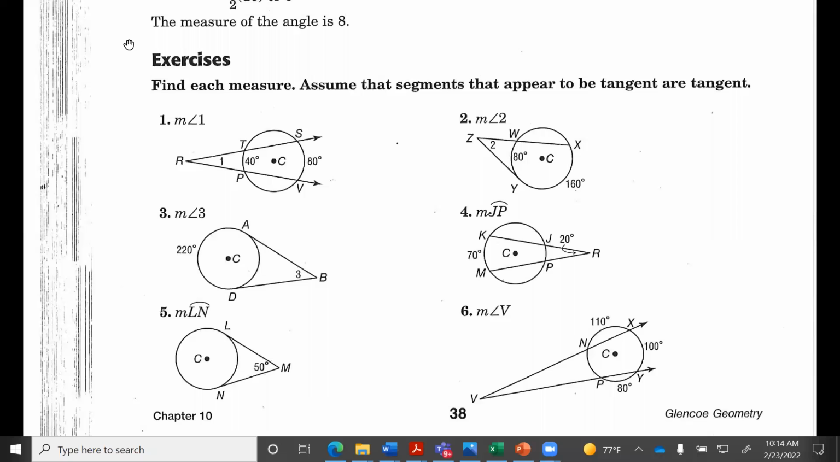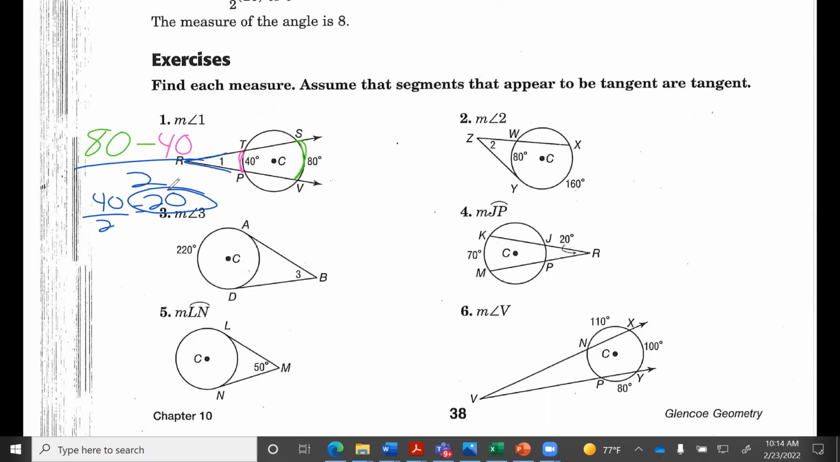So on here, again, in order to find this angle, we take the 2 arcs, little arc, big arc. We're saying the big arc, 80, minus the little arc of 40, divided by 2. 80 minus 40 is 40, divided by 2 is 20. That's our answer for number 1.